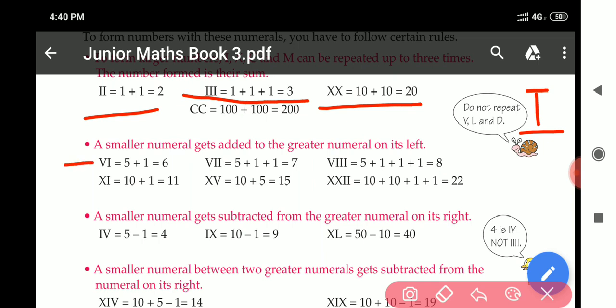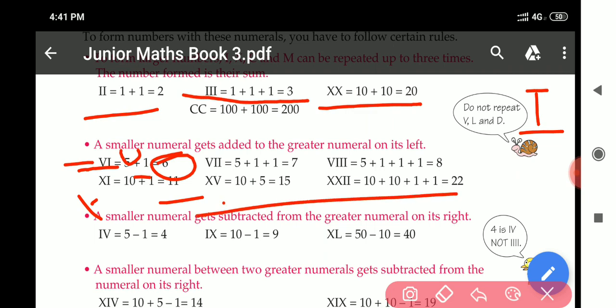See, this is 6, we write down 5 and then plus 1, that will equal 6. So after 5 we write I and then it will become 6. If we have to write down 11, 10 plus 1, 11. So after 10 we write I and it will become 11. 15 is 10 plus 5, so X and then V. Like this we write down the numbers.